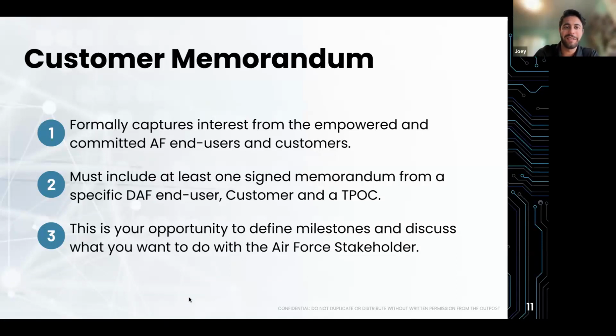So diving into the customer memorandum, we want to make sure that you are formally capturing the interest and intent of that end user and customer. Again, that Air Force end user is someone that's utilizing the technology on a day-to-day basis. And that customer is the person who has the decision authority to purchase those items. And often in the military, those are different organizations and entities that have the budget and purchasing authority versus the people that are actually using the capability and execution.